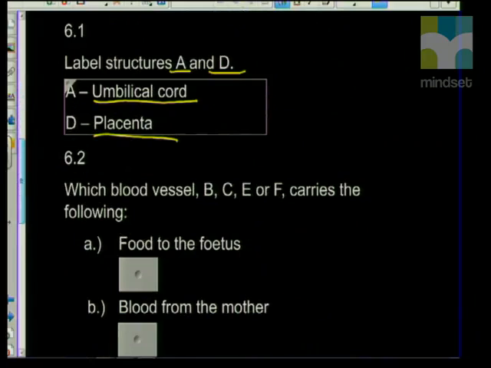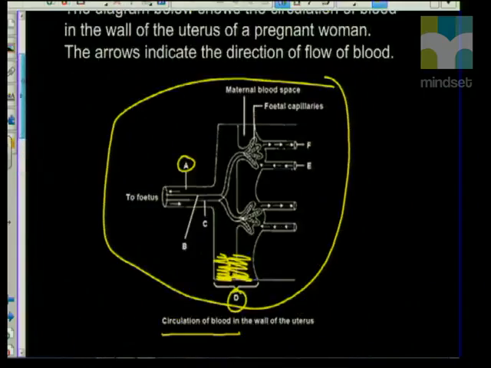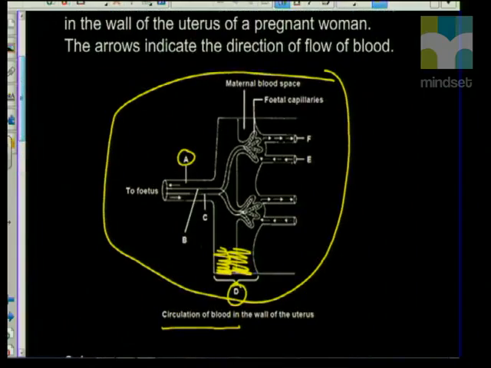Next one. Which of the blood systems, B, C, E, or F, carries the following? So now they're going to give you different scenarios, and they're going to ask you which one does which. Okay, first one, food to the fetus. Now we've got to look at arrows. Okay, which arrows do you see here? Okay, between E and F, which one carries food to the fetus? Remember, mom's giving food, so it's got to be either that one. Can you see it? That one there, that one, or that one.